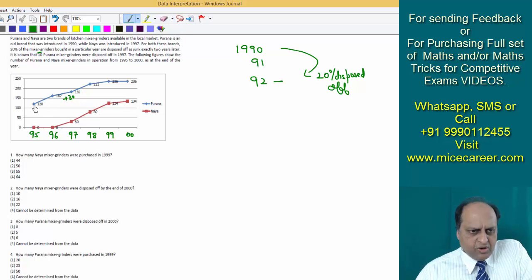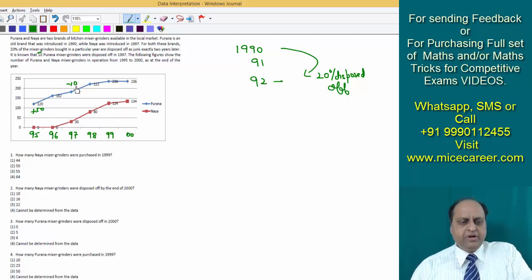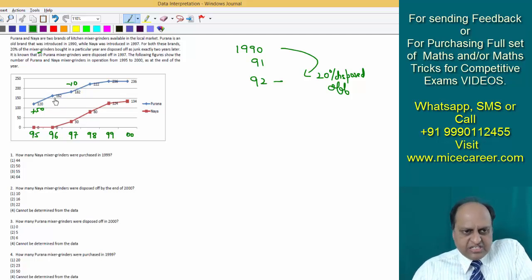Here we purchased how many? In this year we purchased. Here we disposed of 10, so we purchased 50 here; 20% of 50 is 10. Now this is 162. We disposed of 10, so we are left with 152. So we purchase 30 to make it 182.